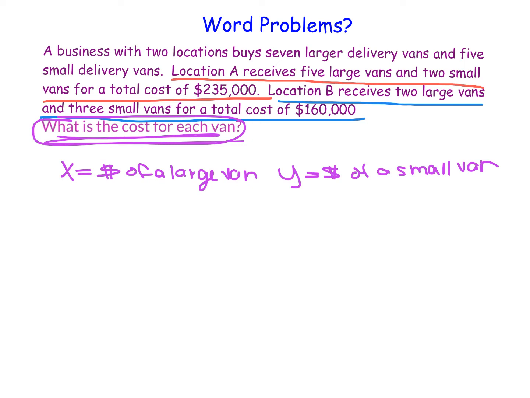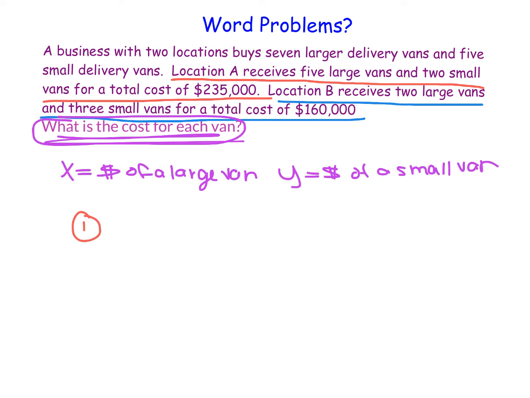So from here now I need to write 2 equations because I have 2 unknown variable values. And what I notice is that there's 2 cost equations here. There's one that I underlined in red for location A, and there's one that I underlined in blue for location B. So what we're going to do is write one equation for each situation. So I'm going to start with location A.